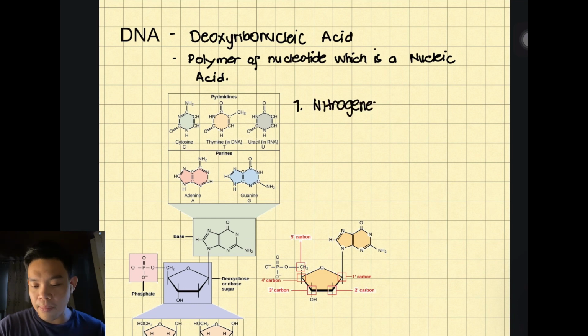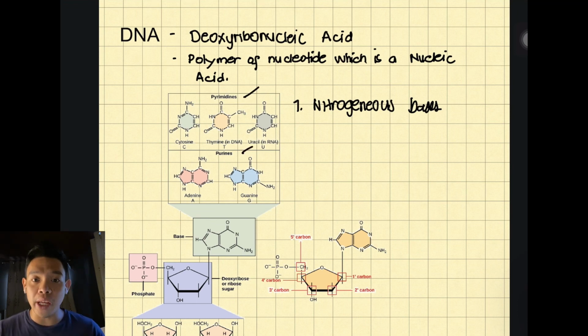Nitrogenous bases are divided into two: the pyrimidines and the purines. Pyrimidines and purines differ in accordance with their ring structures. Pyrimidines are composed of one single ring, while purines are composed of two rings. Pyrimidines are cytosine, thymine, and uracil, while purines are adenine and guanine.